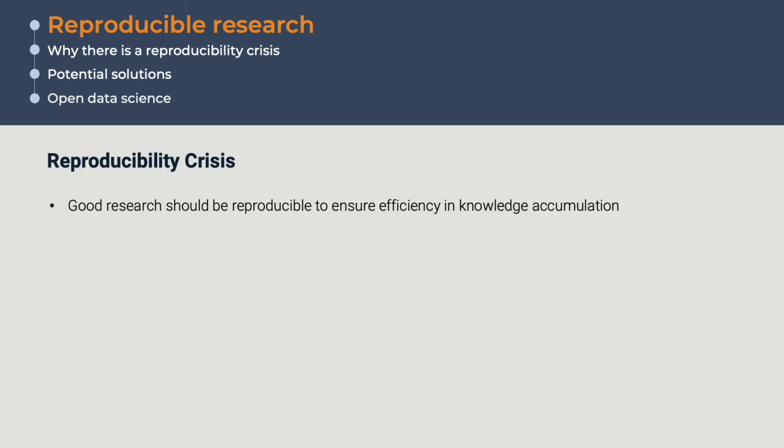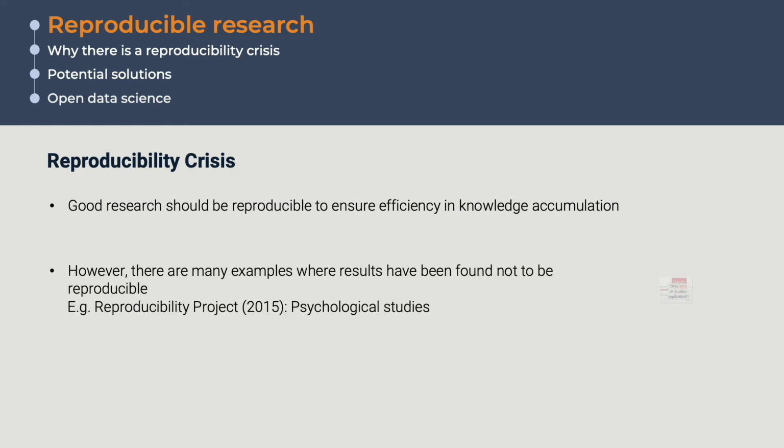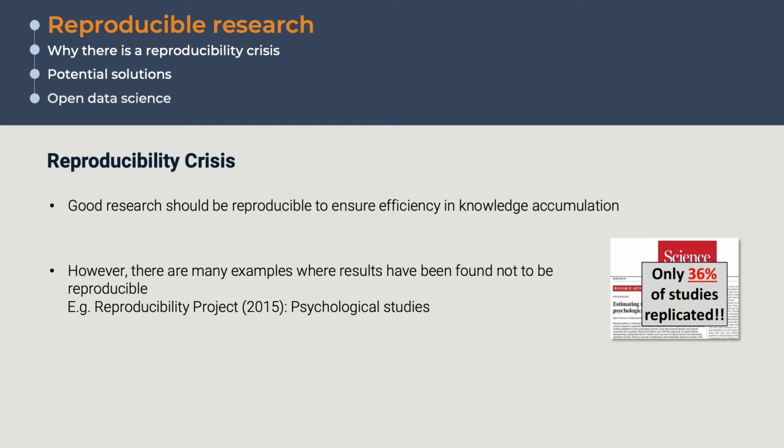Good research should be reproducible to ensure efficiency in knowledge accumulation. However, there are many examples where results have been found not to be reproducible. In 2015, a team of researchers tried to reproduce 100 psychological studies published in high-ranking journals, but out of 97 studies reporting significant effects, only 36% of the replications yielded significant findings. Low reproducibility rates have also been reported in other scientific fields, such as medicine, biology, and economics.